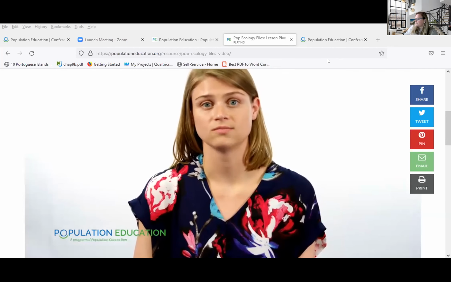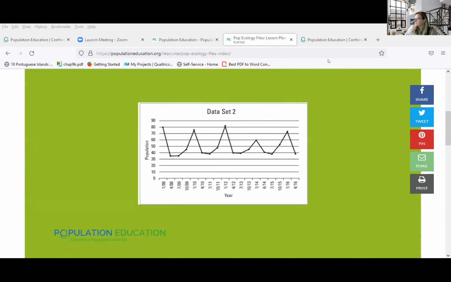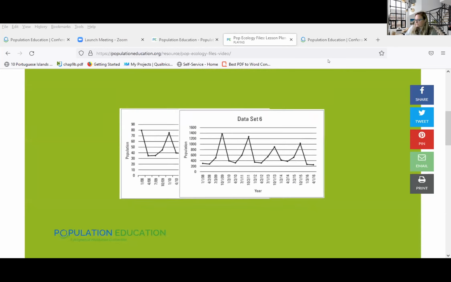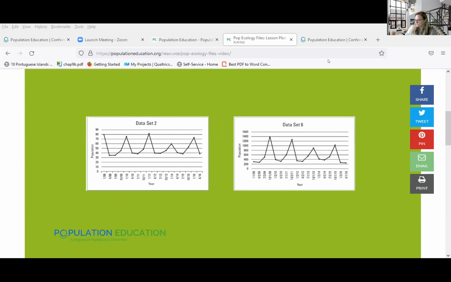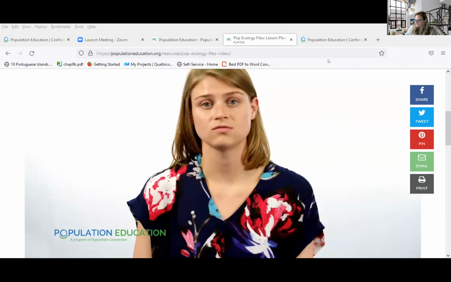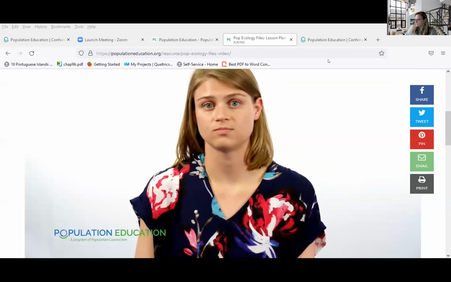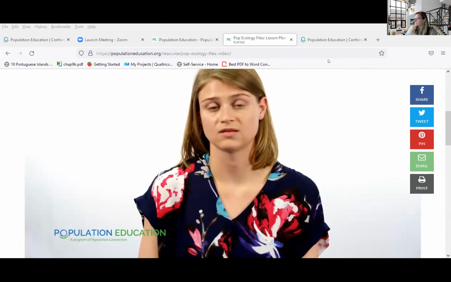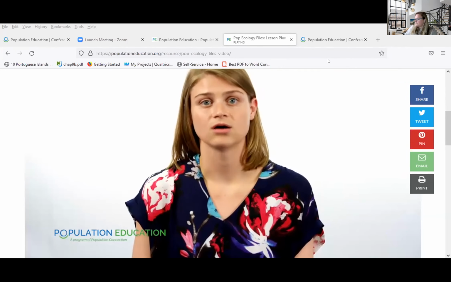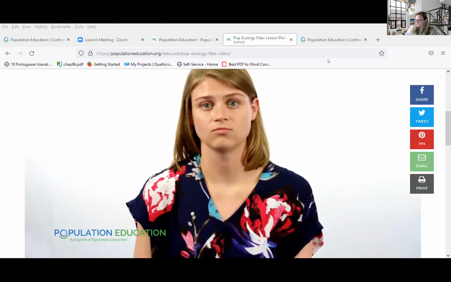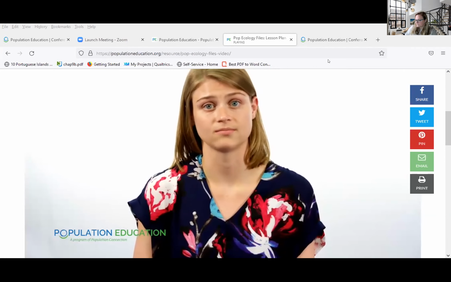Moving on to data set 2, students will usually notice that there's a relationship between graph number 2 and graph number 6. When number 2 is high, 6 is low, and vice versa. Students will usually recognize that one of these must be the rabbit and one of these must be the red fox population. However, the more difficult part is deciding which one is the prey and which one is the predator.